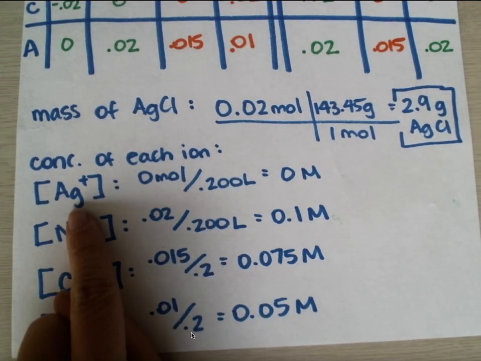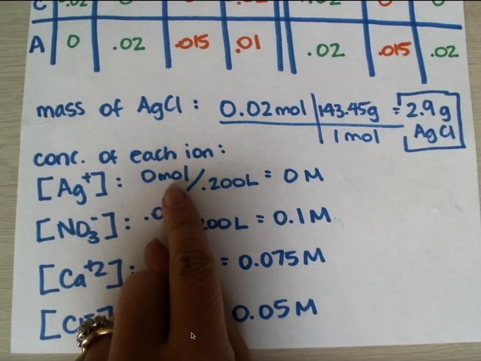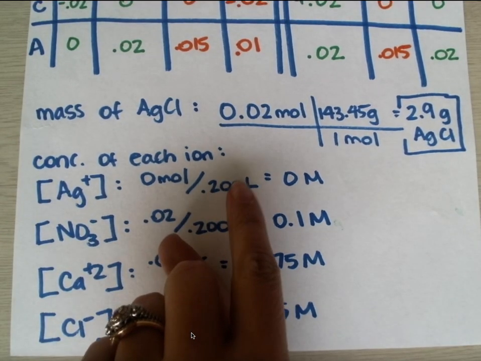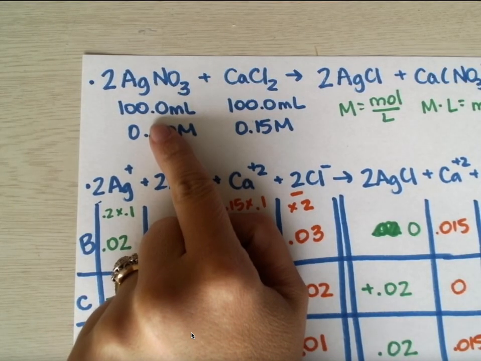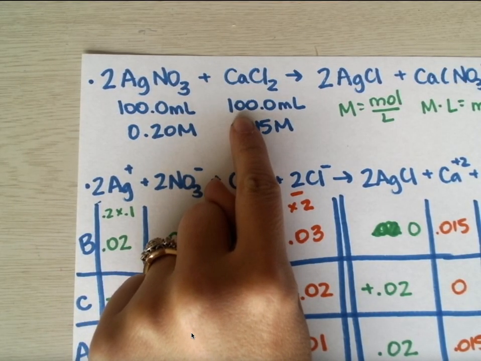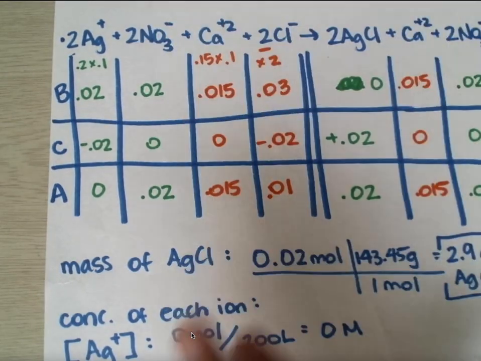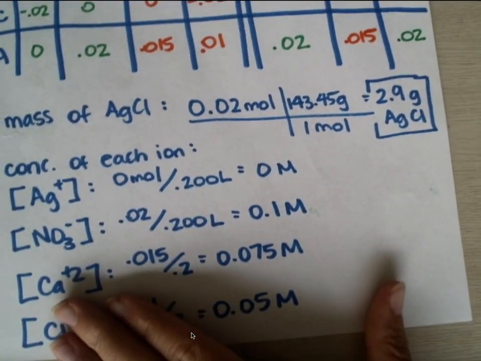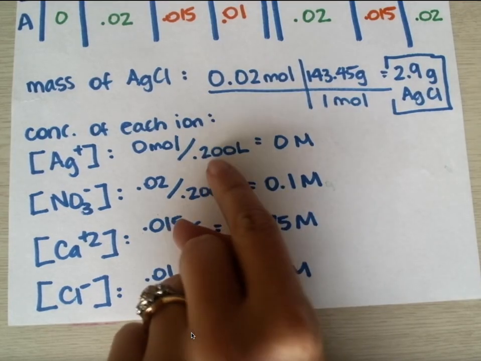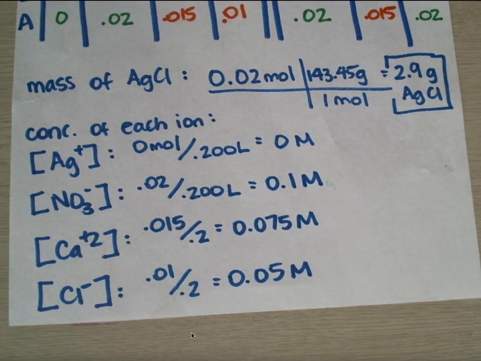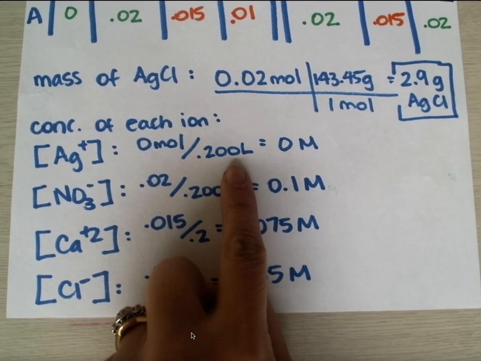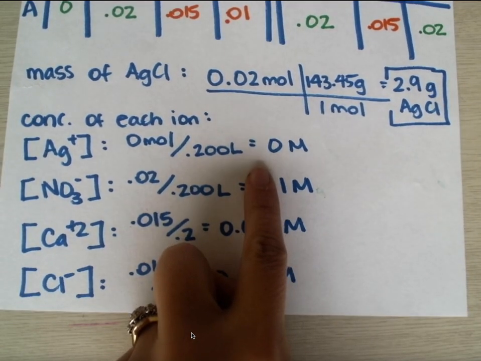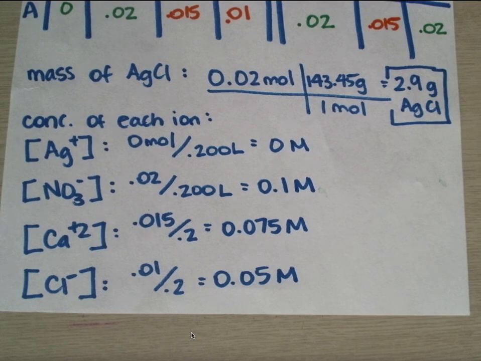Well, because my silver was my limiting reactant, I have no moles of that left over. Now, something to think about is that we combined a 100 mL solution with a 100 mL solution. Therefore, we are diluting our other ions. So instead of dividing by 0.1, we are now dividing by 0.2. That's the 200 milliliters of both of those solutions combined. That gives me no molar of my silver ions left.